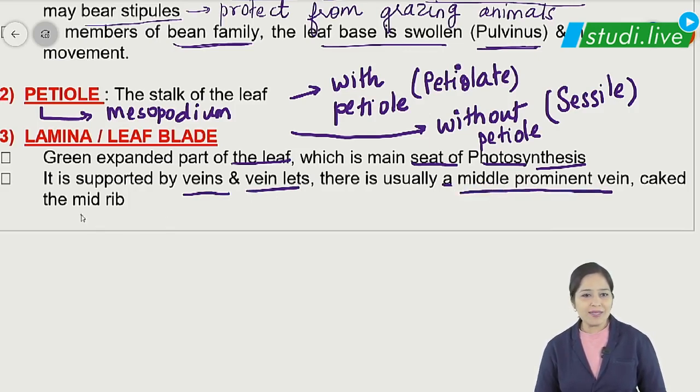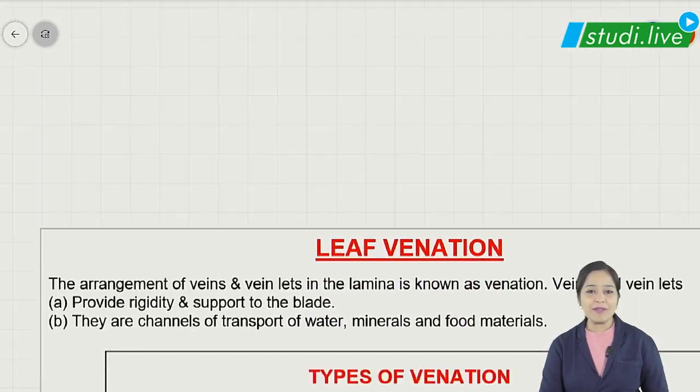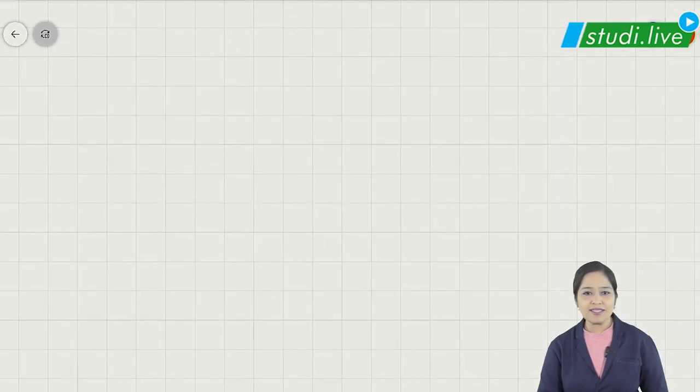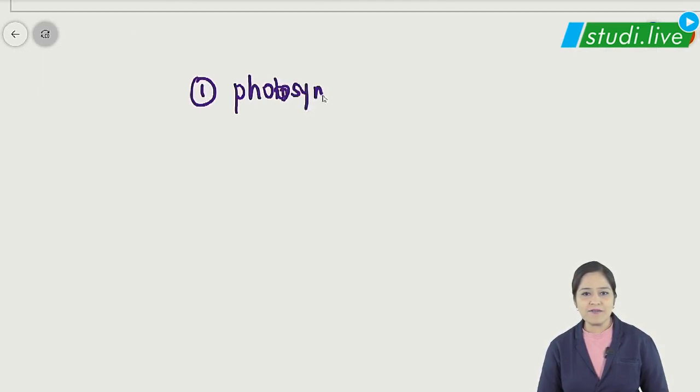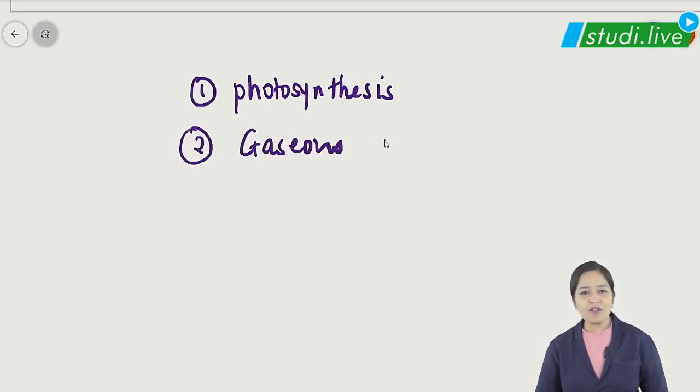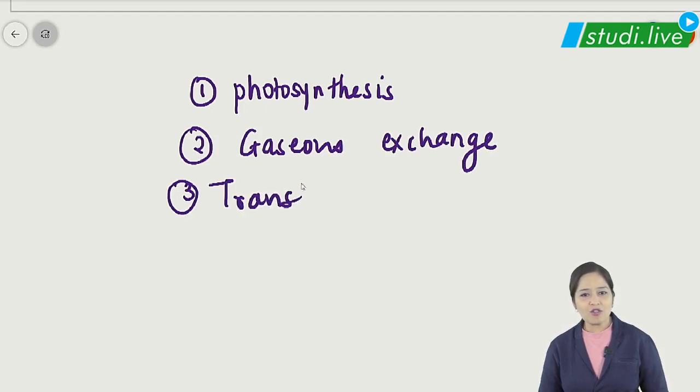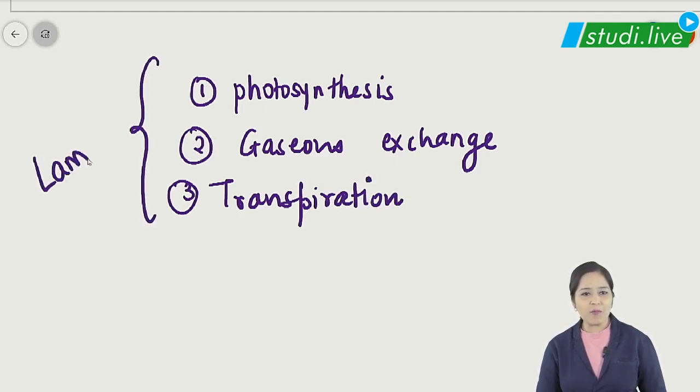The functions of this lamina are: first, photosynthesis. The second function is gaseous exchange. And the third function is transpiration, which is loss of water in the form of water vapor. These are the functions carried out by the lamina.